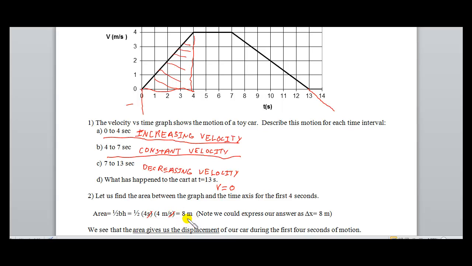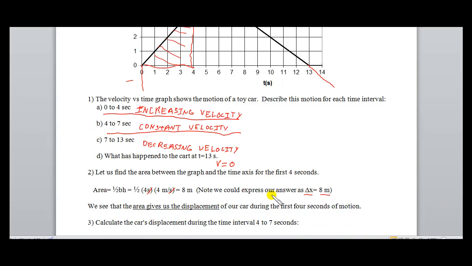Okay? So in other words, what we have found is that this toy car has traveled 8 meters in that first 4 seconds. And we could also express our answer as delta x, that's the change in position, is equal to 8 meters. All right? Let's go on. We see that this area gives us the displacement of our car during the first 4 seconds of motion. What I want you to do is calculate the car's displacement during the time interval between 4 and 7 seconds, that is between here and here. All right? What is the displacement during that particular time interval?